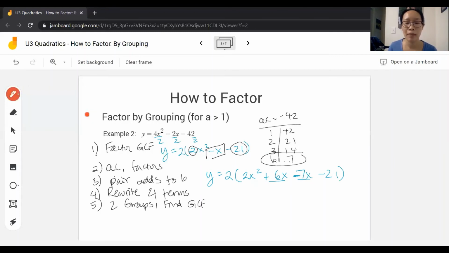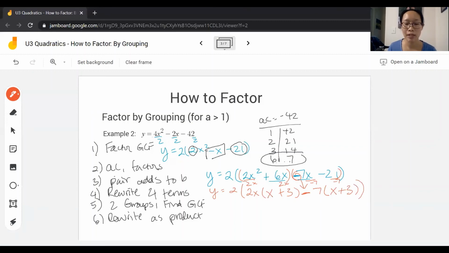In my 5th step, I make 2 groups, and then I find the GCF. So I'm going to recopy the 2, the big GCF, and then 2x squared plus 6x have a common factor of 2x. To find out what's left, I can divide each term by 2x. This leaves me with x plus 3. I see the negative here, so I drop that. And then my common factor of 7x and 21 is 7. I divide each term by negative 7. Negative 7x divided by negative 7 gives me a positive x. Negative 21 divided by negative 7 is a positive 3.